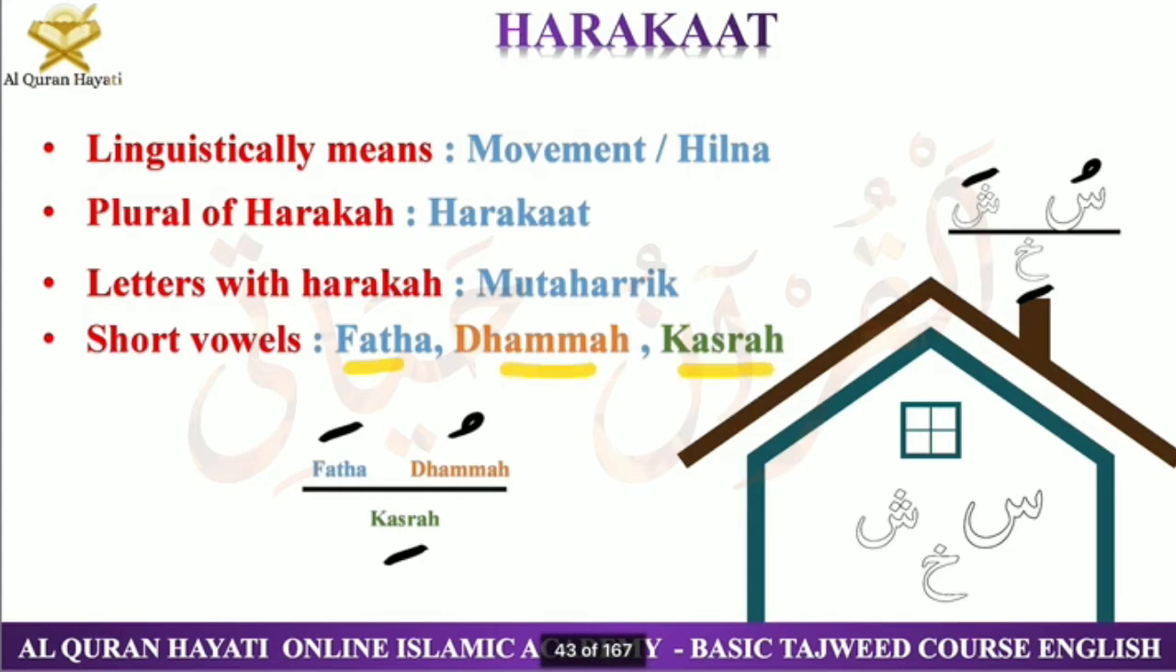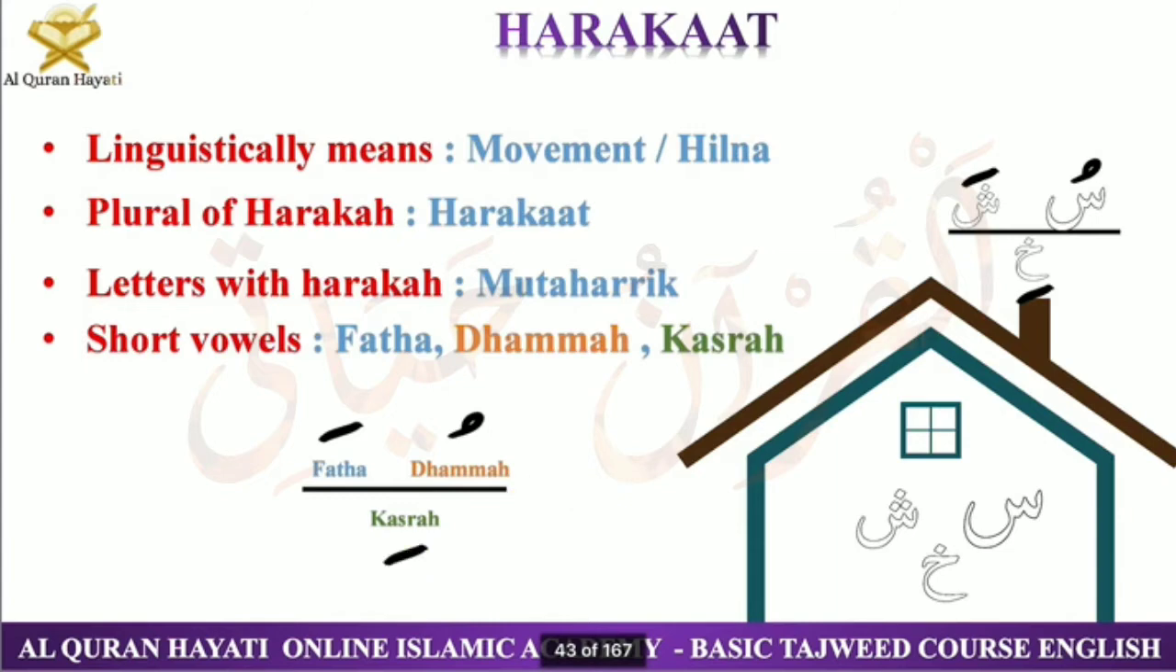They have different signs also. Inshallah, let's learn those signs. How do fatha, dhamma and kasrah look? If you consider this line as a letter, fatha and dhamma always come above the letters. You will not find them below the letters. Kasra always comes below any letter. Fatha and dhamma are above the letters, and kasra is below the letters.